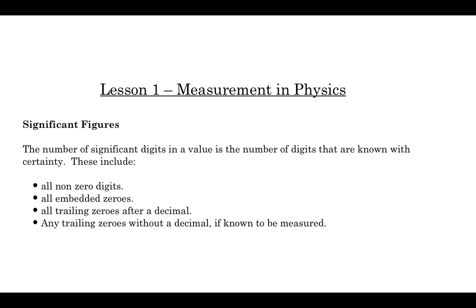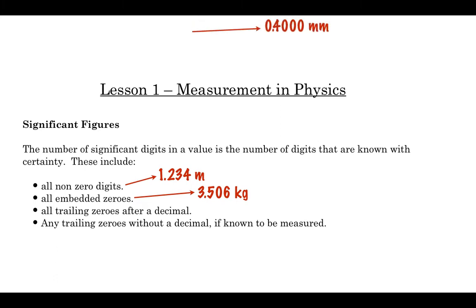So let's take a look at an example. All non-zero digits. In the measurement 1.234 meters, all these numbers would be significant. So there are 4 significant digits, and this would indicate that we've measured to a certain accuracy. We've measured to a millimeter accuracy, so this would be a very accurate measurement. An embedded zero, so anytime we have a zero that's embedded, this is still 4 significant figures. So this zero would be considered significant.